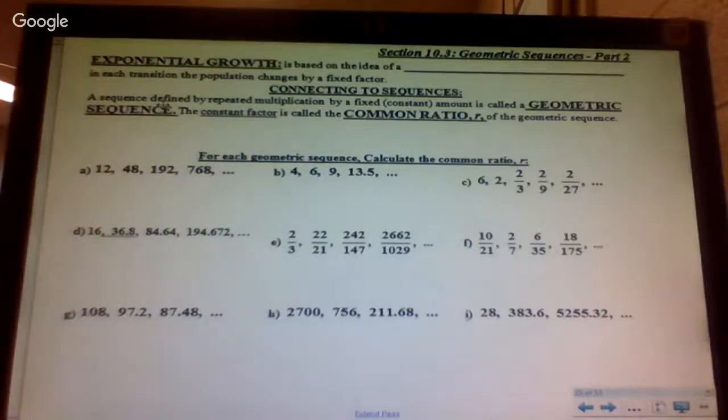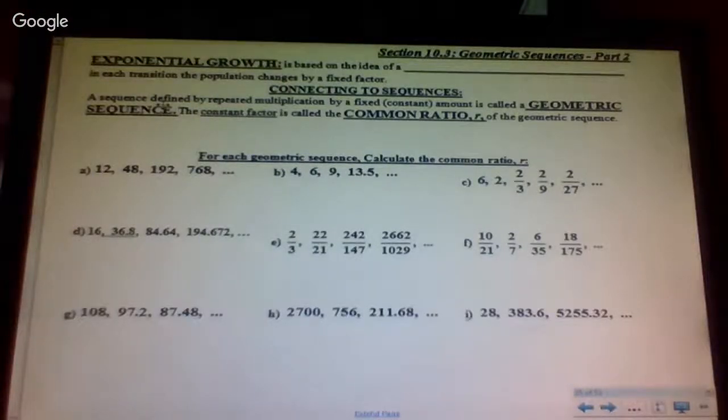We talked about this first day. Take a look at your sequences. Multiply. Good. Geometric means we multiply. So geometric represents what we call exponential growth. It's based on the idea of a constant growth rate.